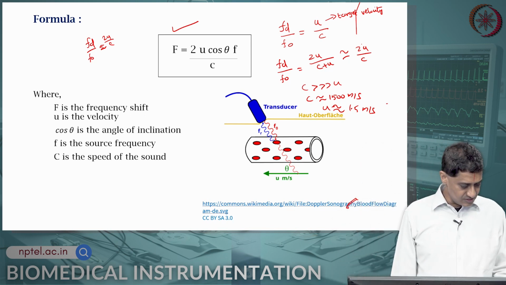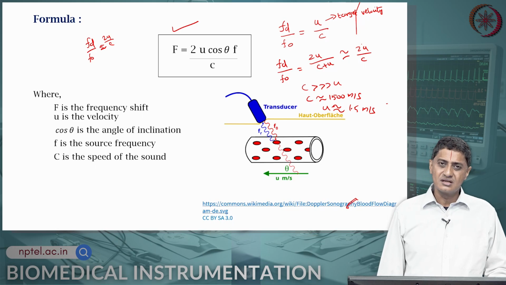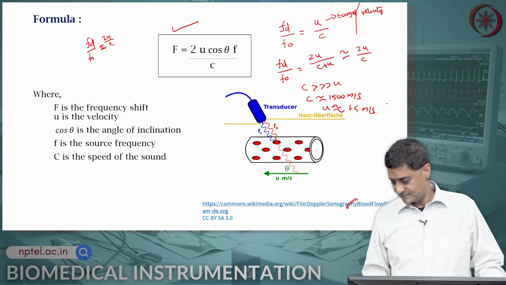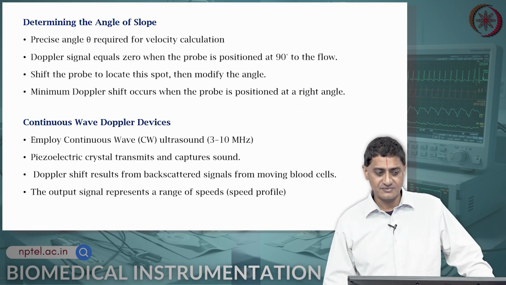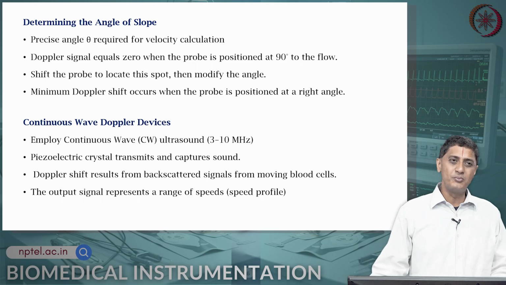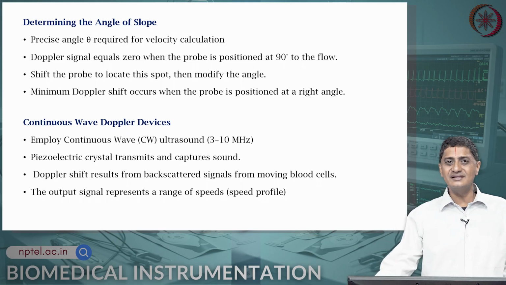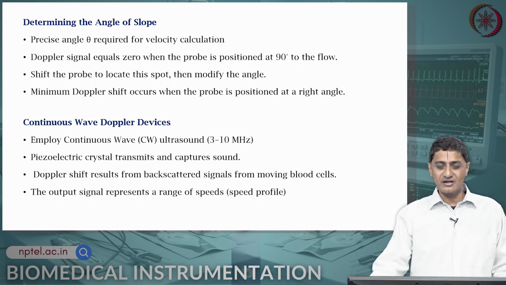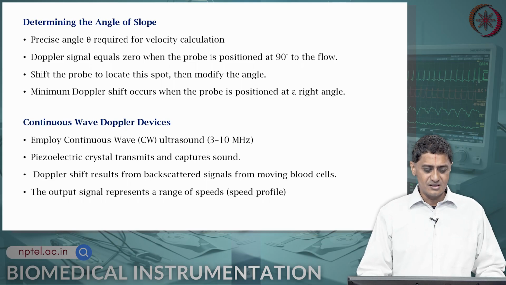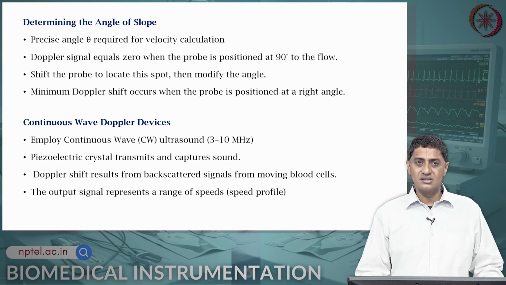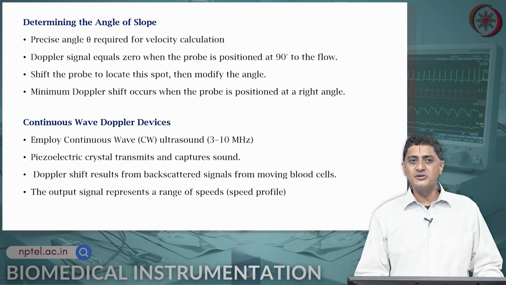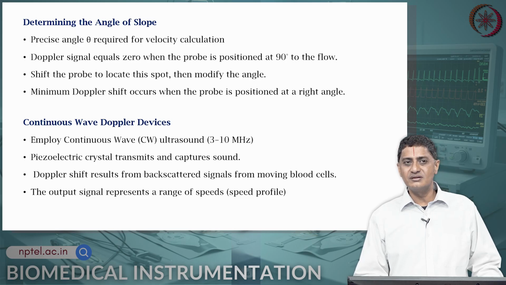This is because the velocity does not act in the same line. There will be a slope. So, the precise angle theta is required for computing velocity. The Doppler signal, if you measure, will be 0 when the probe is positioned at 90 degrees to the flow. Why is that? Because cos 90 is 0.